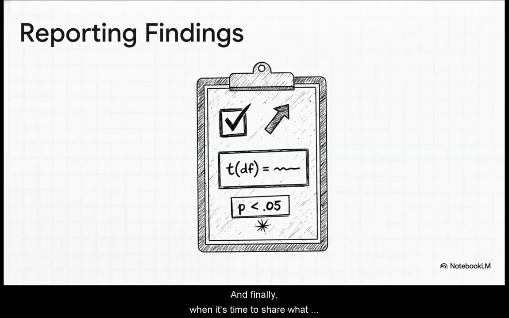And finally, when it's time to share what you've found with the world, there's a standard way to do it. You state clearly whether the result was significant or not. You report the actual t statistic, making sure to include the degrees of freedom right there in the parentheses. And you report the probability value or the p-value. This universal format lets any other researcher see exactly what you did and what you found.